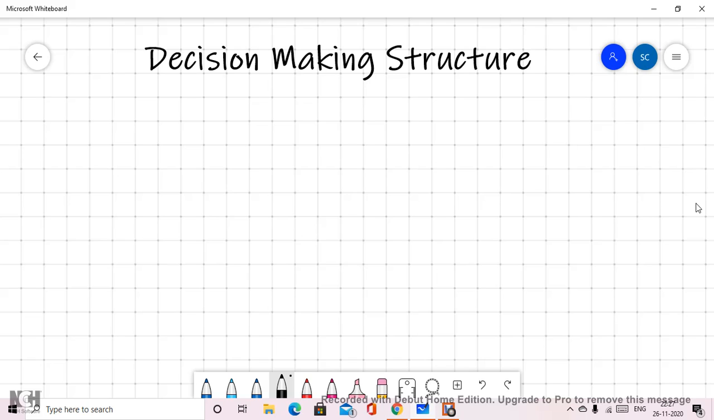In programming, it is not always that we have a sequence of events which we have to follow and just by that we get the output. In some cases we need to make decisions, that according to a condition we have to decide which way to go. So in this lecture we are going to learn about decision-making structures.